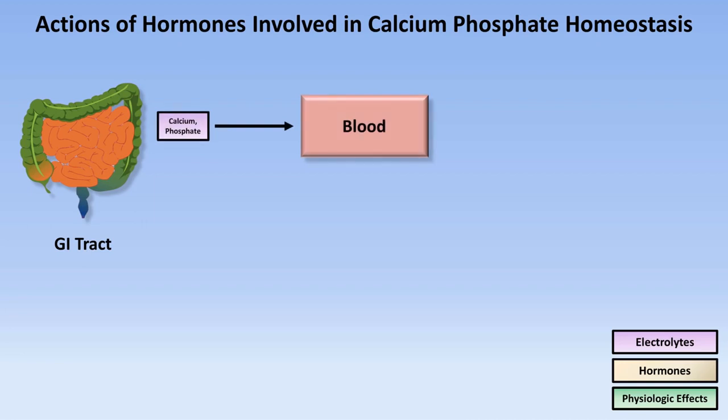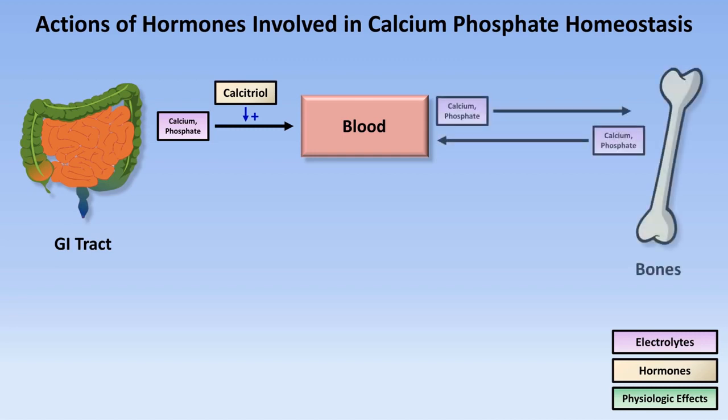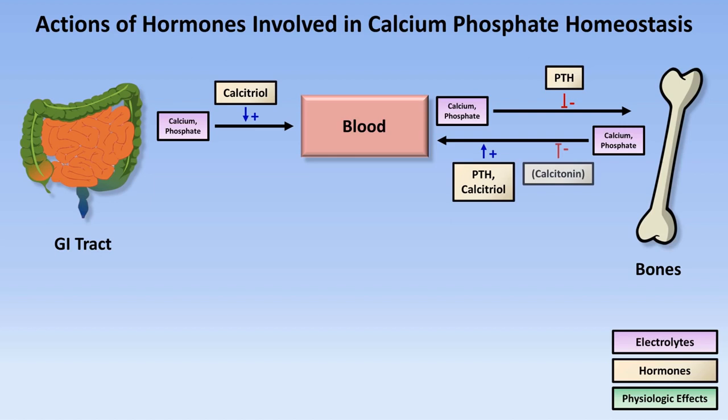This absorption is stimulated by calcitriol. From the blood, calcium and phosphate undergo continuous exchange with bone. PTH inhibits bone formation and stimulates bone resorption, while calcitriol only directly stimulates resorption. There's another hormone to mention here called calcitonin, which blocks bone resorption.